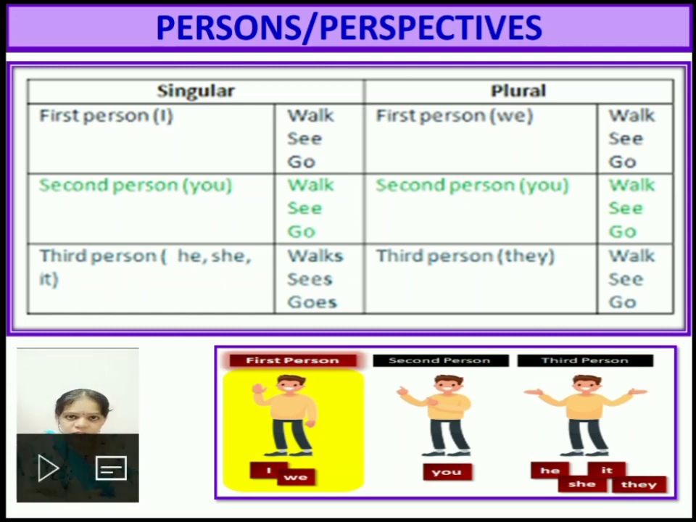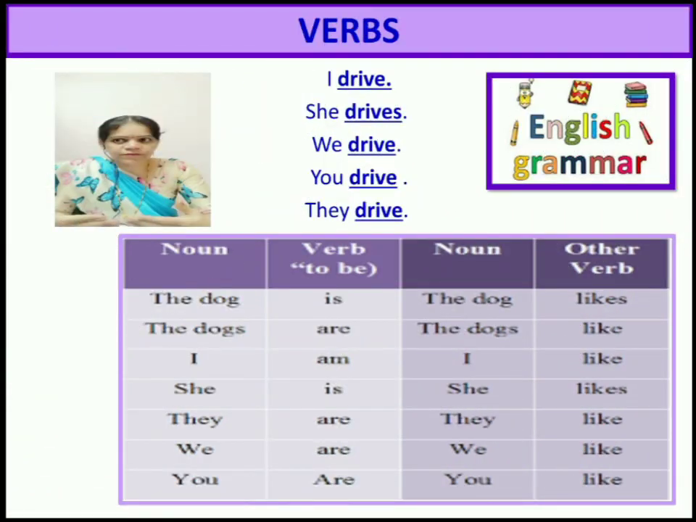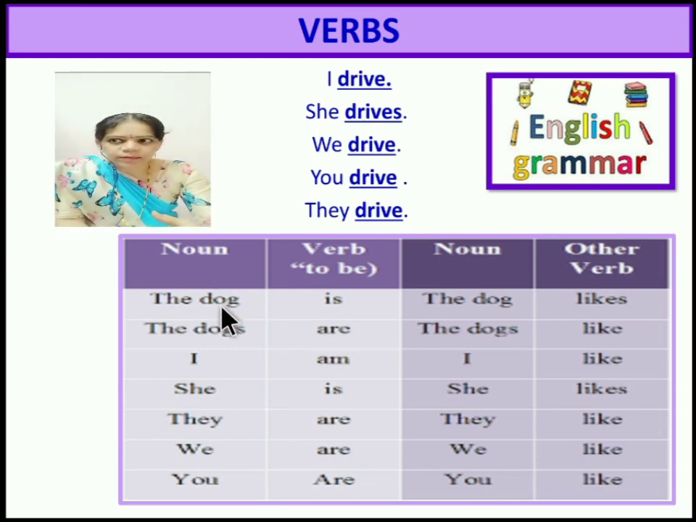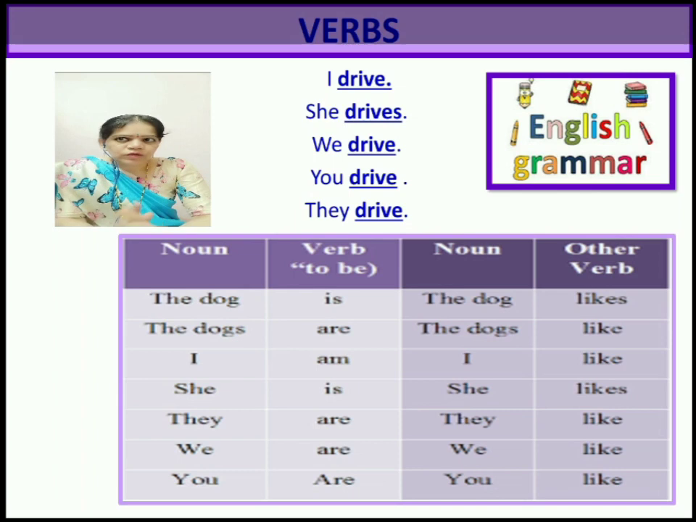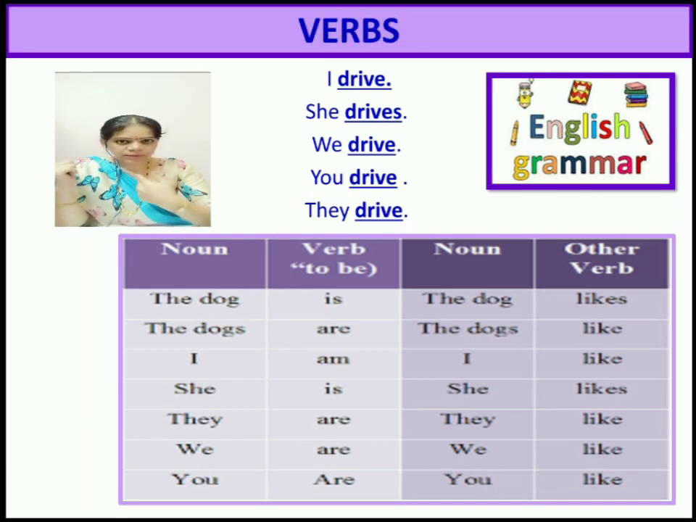Let's check this set. A few more examples in consideration with the pluralization of the noun and the verbs. Just check these examples. I drive. She drives. I'm the speaker, you're the listener. I'm telling you I drive. Then we're talking about her, the third person. So she drives. We drive. You drive. And they drive.